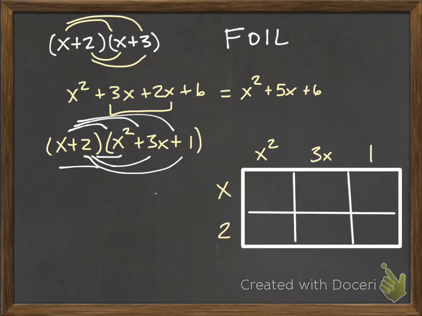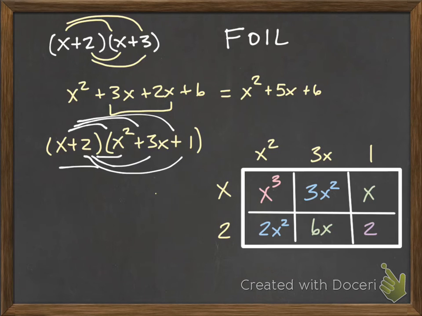Now you're just going to multiply. So we have x times x squared gives us x cubed. X times 3x gives us 3x squared. X times 1 gives us just x. Now we go down to our 2. Okay, so we have 2 times x squared gives us 2x squared. 3x times 2 gives us 6x. And then 2 times 1 just gives us a 2. Hooray! Now we have all 6 of our terms.